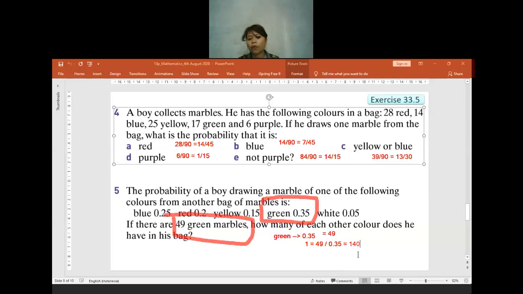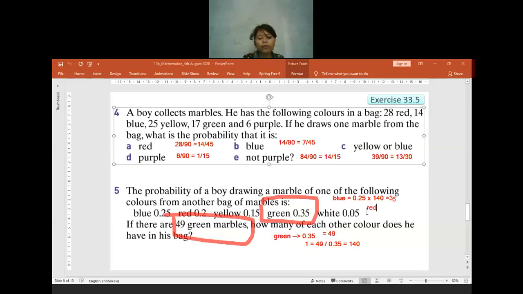So now we already have the total. The total is 140. If we want to find the blue, the probability is 0.25 times the total marbles that are there. The total is 140. So how many blue marbles are there? 35. Okay. Is there anyone who gets confused so far? Or maybe my explanation is not clear enough? No? Okay. So the blue will be 35.